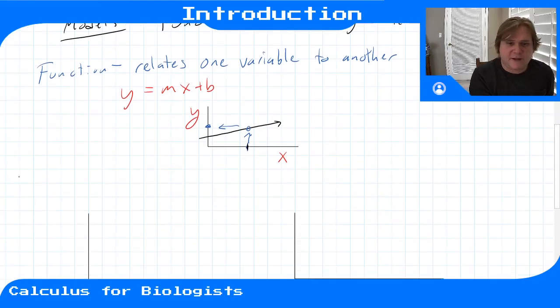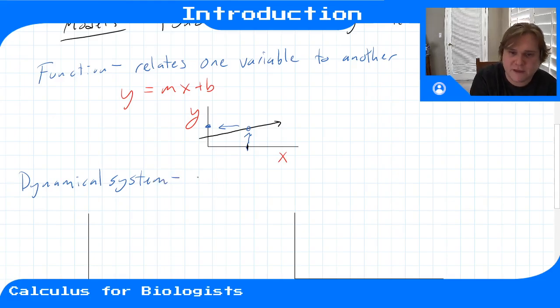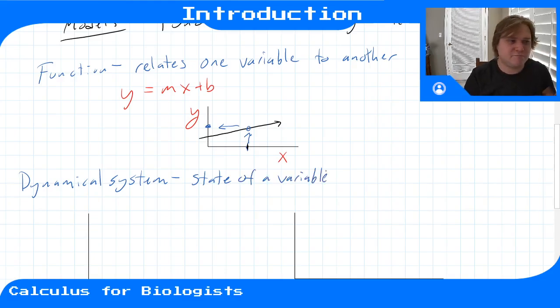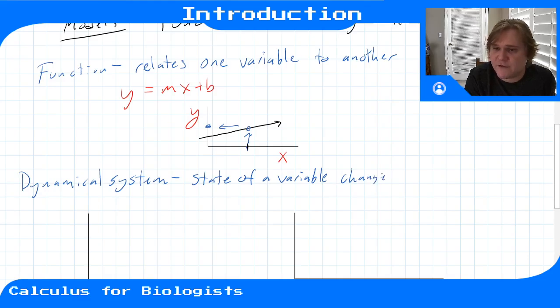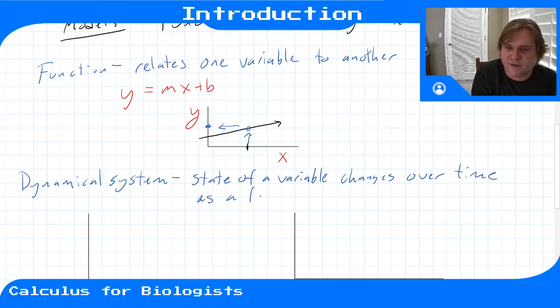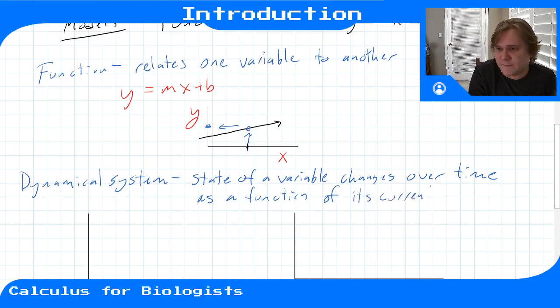A dynamical system, on the other hand, is a model in which the state of the variable changes with respect to another variable. Typically with dynamical systems, they change over time. We'll say the state of the variable changes over time, but as a function of not just time, but of its current state.